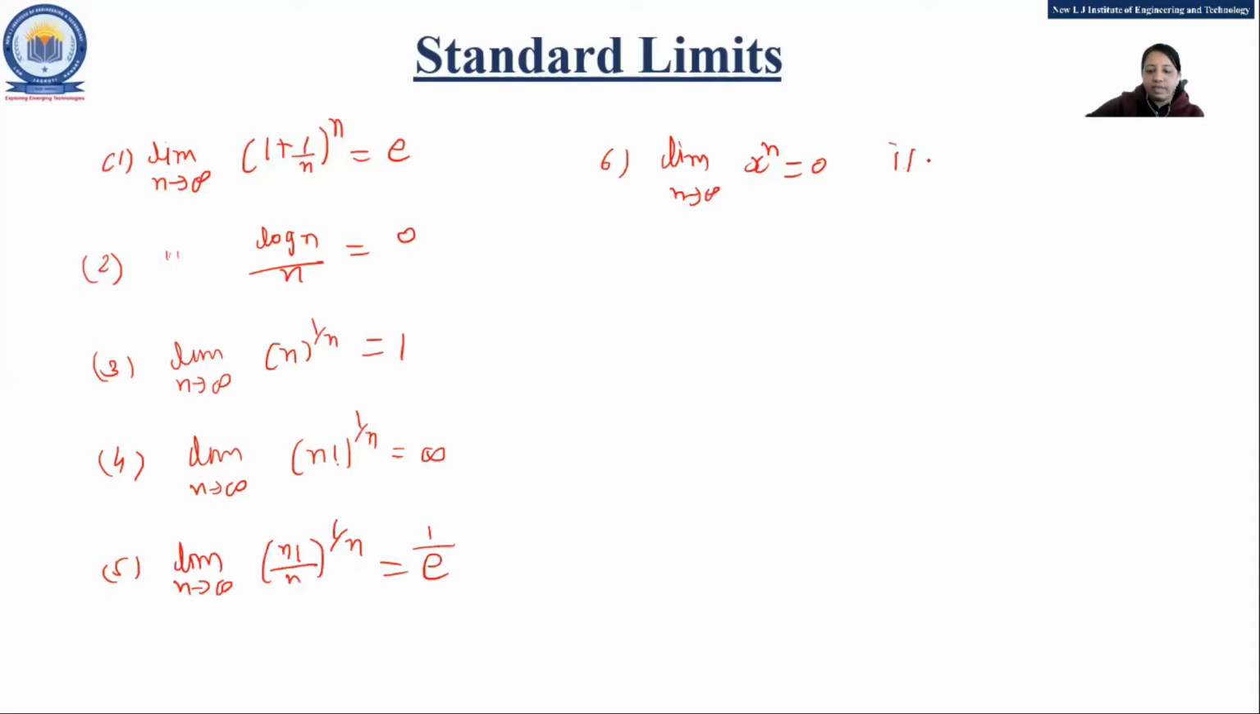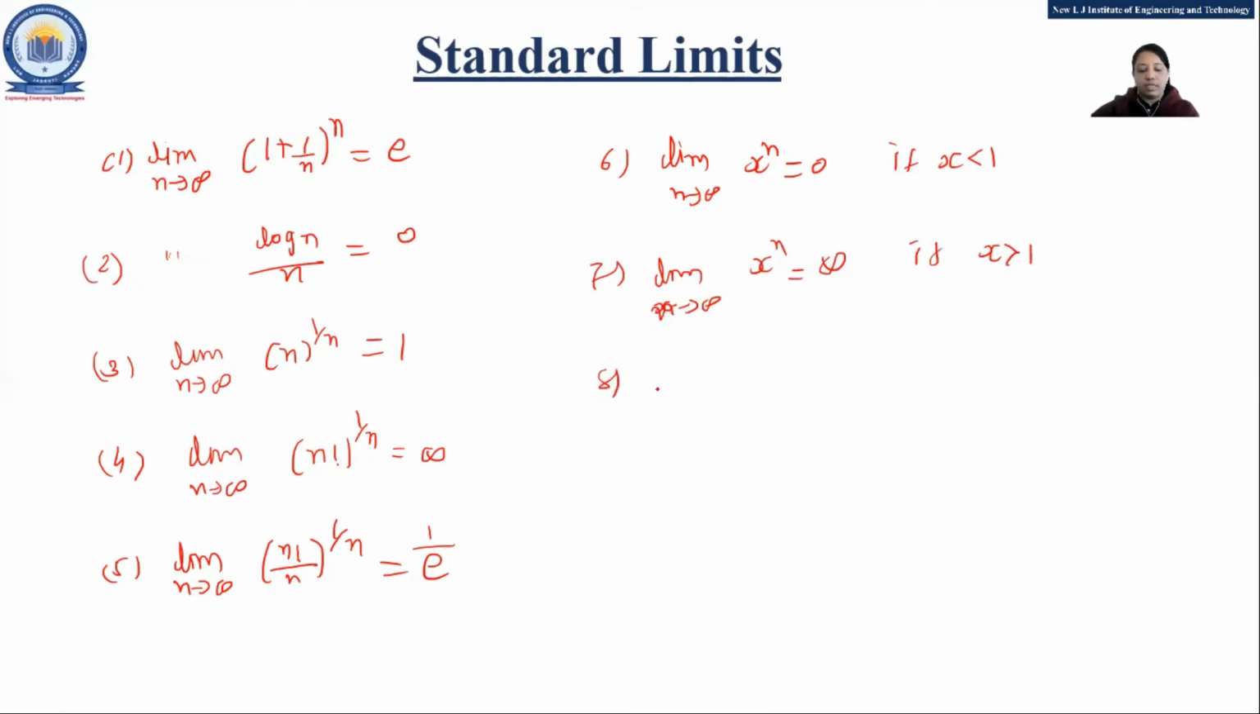The sixth one is limit n tends to infinity, x raised to n equal to 0, but that is when x is less than 1. Now the next thing is the same, x raised to n, but your answer would be infinity if x is greater than 1.